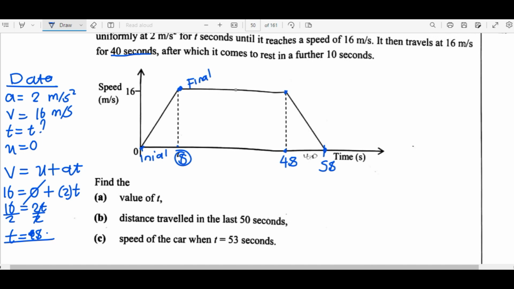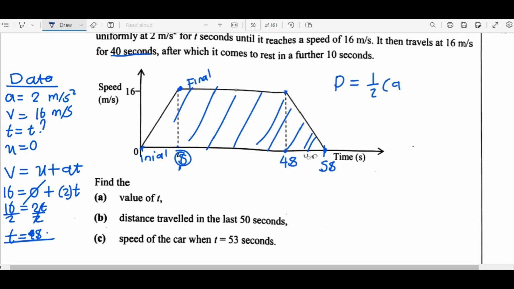Now question B, distance traveled in the last 50 seconds. So where is the 50 seconds? If you look at this point, if you subtract this 8 from 58, we get 50. So the 50 seconds is this distance that we want. And from the shape, we have a trapezium given by this formula. So the distance is equal to half (a plus b) multiplied by h.